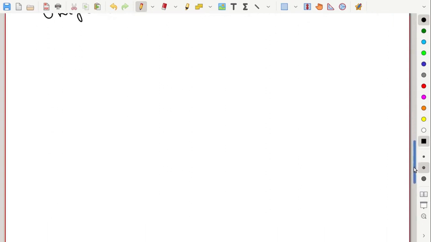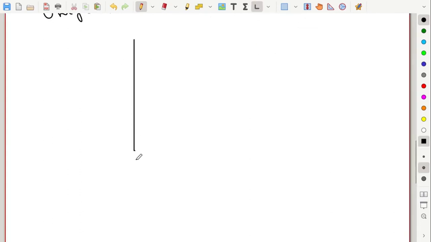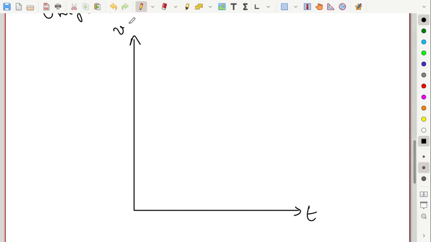Okay, so அதோட VT plot போட்டுறேன் first, then I'll explain what's going on here. So this is the VT graph. So this is the time axis and this is the velocity axis.